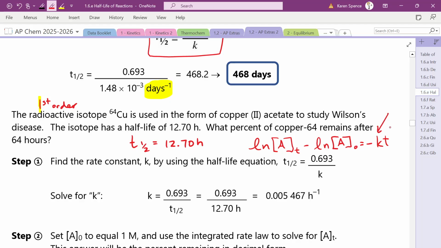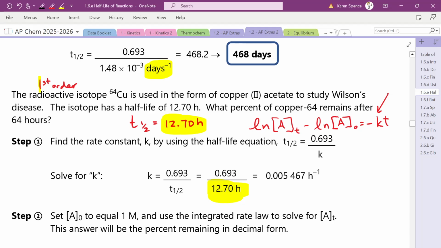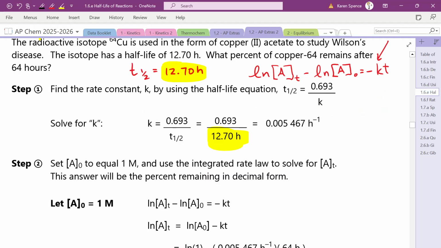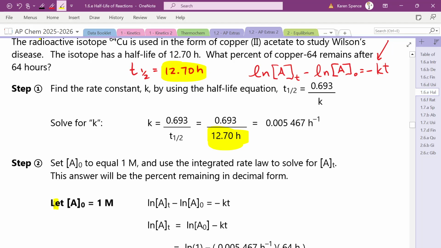In order to use this, I would need a K, right? How can I find a K? Use the half-life equation. So we throw our T1/2 in there, 12.70 hours. Boom, there we go. And then you pick a concentration for your initial amount. Since we picked a concentration, we're going to say let, remember that's important, or assume, that A0 is 1 molar, or 100%.